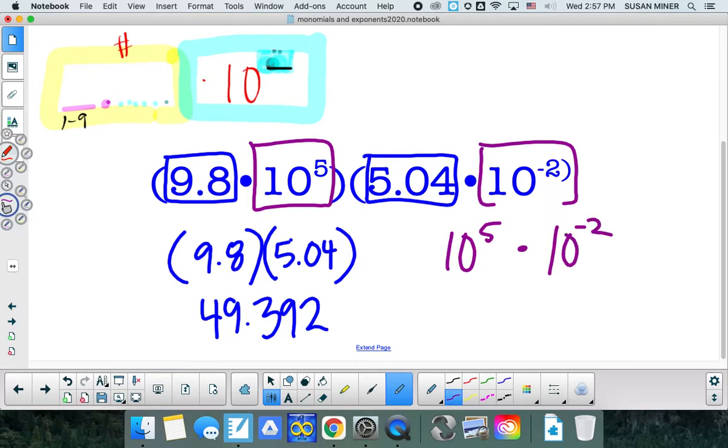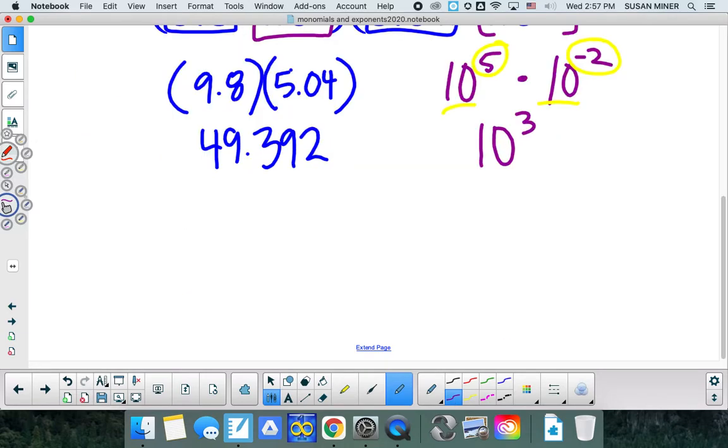And remember my rules of exponents. My rules of exponents say if I have a like base, this is a 10 and this is a 10, then all I have to do is add up the exponents. And so when I add up the exponents, I get 10 to the 3rd power. So now my problem is 49.392 times 10 to the 3rd power.